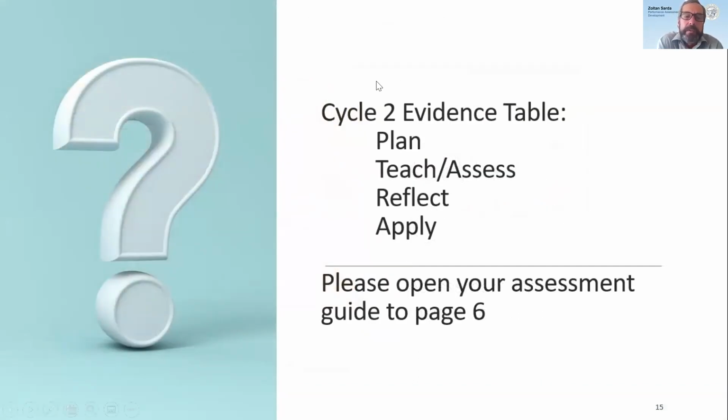Okay, so again, if you open your assessment guide to page 6, you will see the start of this. Page 6 is where the Cycle 2 evidence table is. And then the evidence table shows the plan, teach and assess steps, reflect step, and apply step. We're going to turn over to that. And again, use this as a checklist for yourself. This is not going to provide you with enough detail to complete the CalTPA. But this is the thing that you should have, just mark off, have you accomplished each of those bullet points?